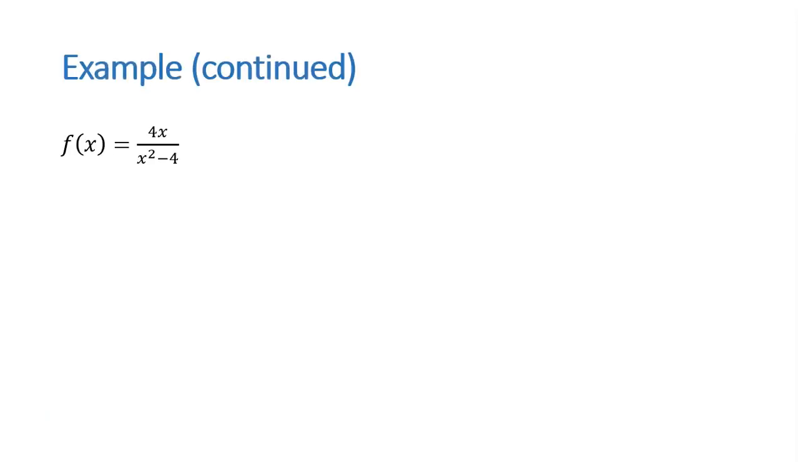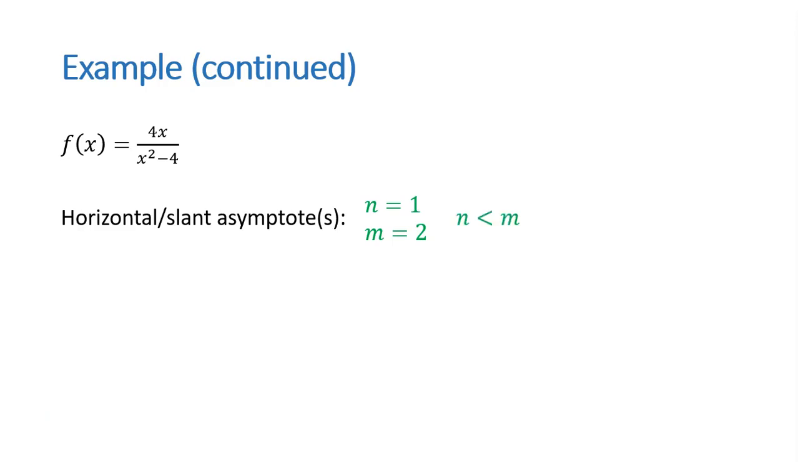+2. Now let's look for any horizontal or slanted asymptotes. So we compare the degree in the numerator and the degree in the denominator. Numerator degree is 1, denominator degree is 2. So n is less than m, which means we have a horizontal asymptote and it's at the line y equals 0, which is our x-axis. So if we have one of these, we will only have one. This is the single horizontal asymptote.